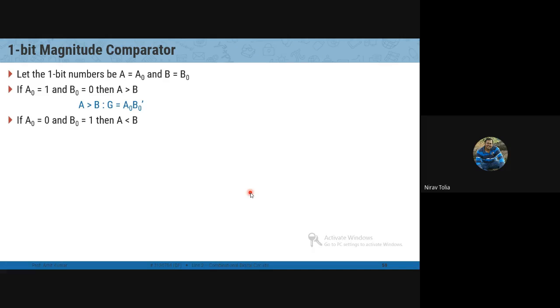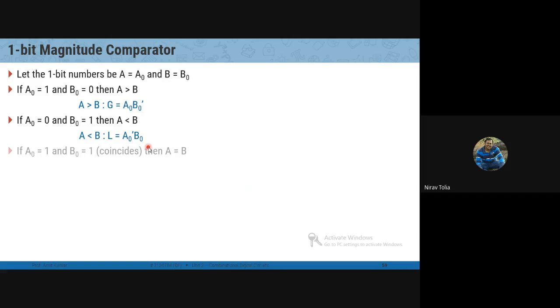Now for A less than B, my A0 is 0 and my B0 is 1, then we can say A is less than B. And the equation of A less than B is A0 bar B0, A0 dash B0, because the value of A0 is 0.